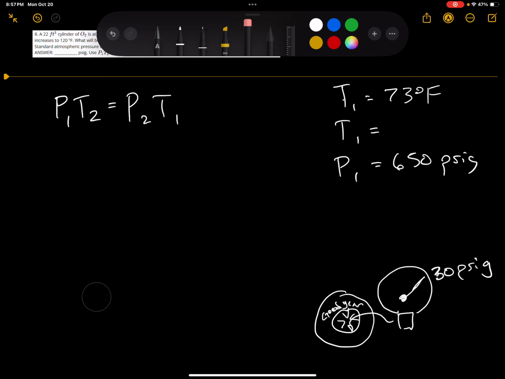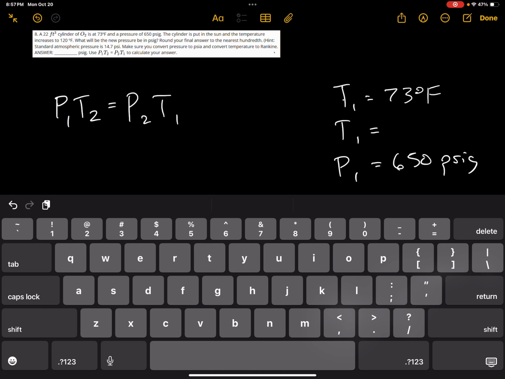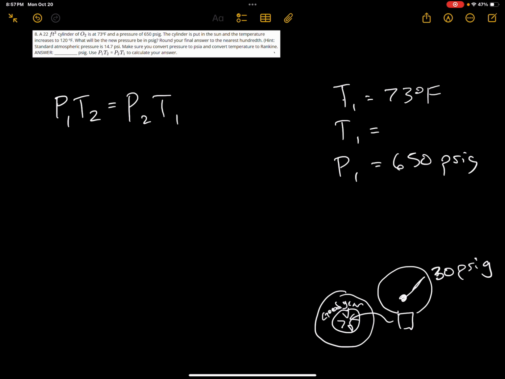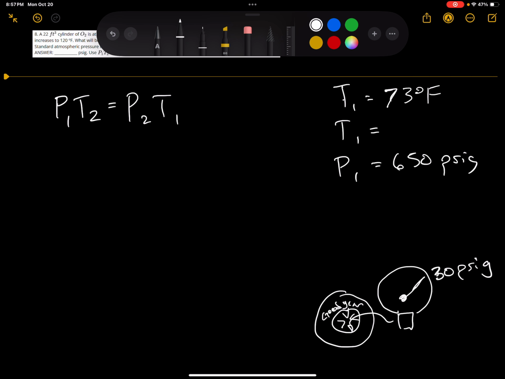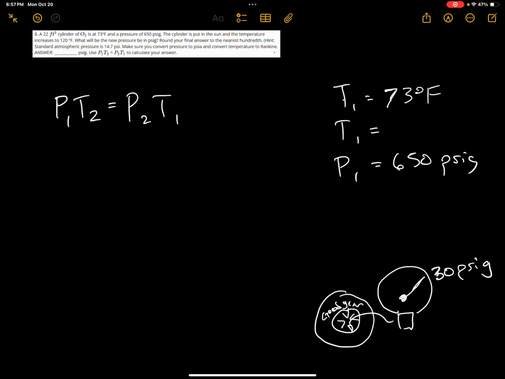All right, so let's go ahead and look at what we have. First, given is our temperature is 73 degrees Fahrenheit, and also our pressure at state 1 is 650 psi. Then it's put into the sun and the temperature increases. We can probably assume that with the temperature increase with a fixed volume, we're going to have a pressure increase, right? But we need to make sure that everything's absolute value. So our pressure needs to be an absolute value and our temperature needs to be an absolute value.